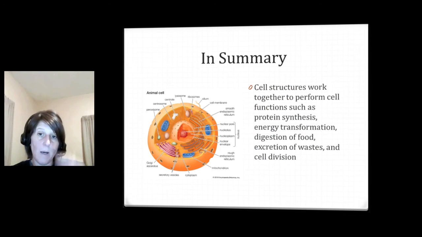The next slide, we'll just talk a little bit about sort of summing this up. Cell structures work together to perform cell functions such as protein synthesis, energy transformation, digestion of food, excretion of waste, and cell division, all of which help us and other living organisms maintain homeostasis, of course.